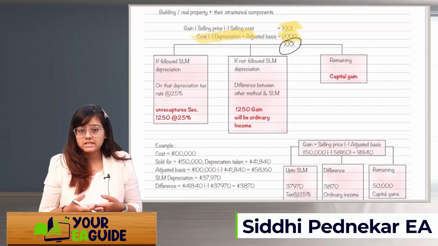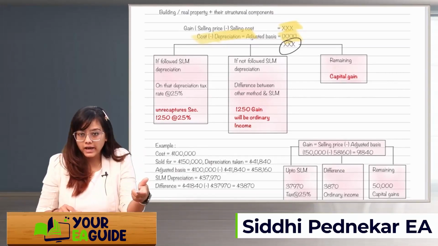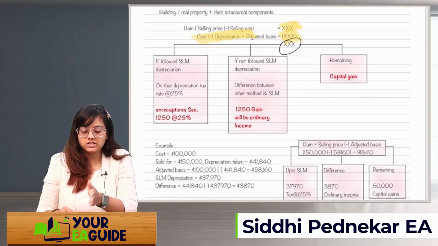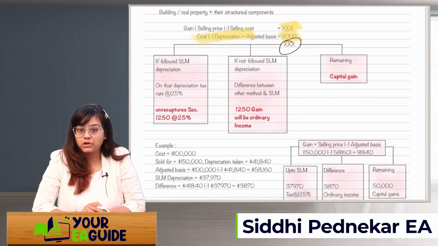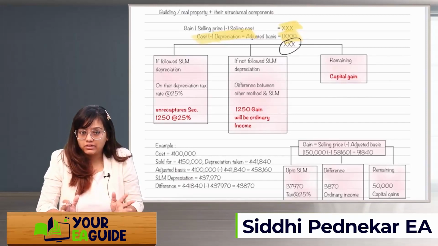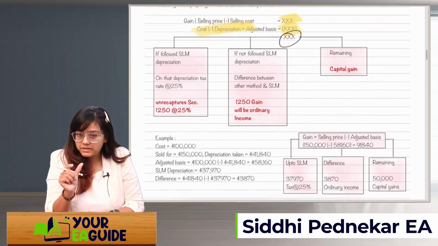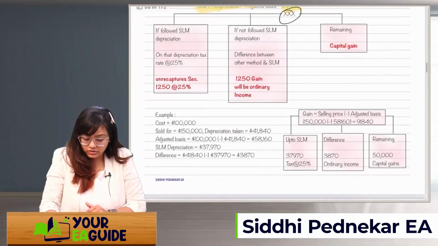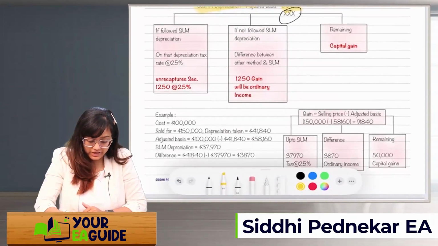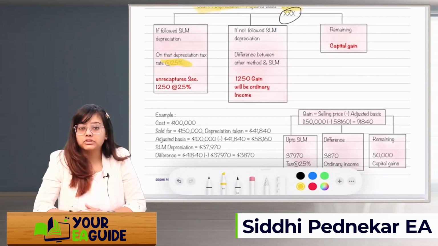What is SLM basis? Straight line method, right? You just take the cost of the asset and divide by the useful life, and the depreciation is consistent each year. It's standard. If it's 10,000, then every year 10,000, 10,000, 10,000 depreciation will be calculated. That is simply the straight line method. If you are following that method, then up to that SLM depreciation, your tax rate will be 25%.